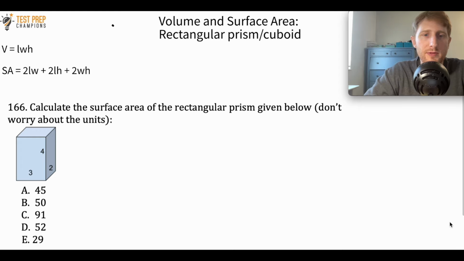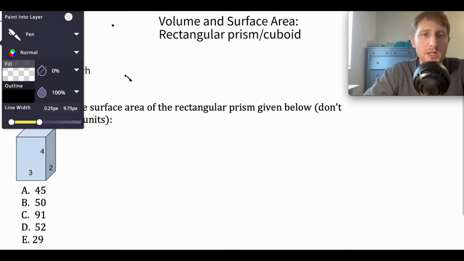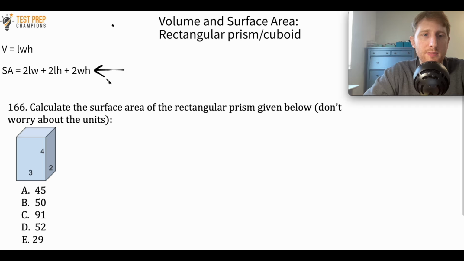Okay, let's look at surface area now of a rectangular prism. So here's the question. It says calculate the surface area of the rectangular prism below. Don't worry about the units, and I have the formula that you'll need up on the screen. So let me give you a chance now to pause the video, try this out, and whenever you're ready, we'll go over the answer. Okay, so in this case here, we're going to use this formula for surface area.